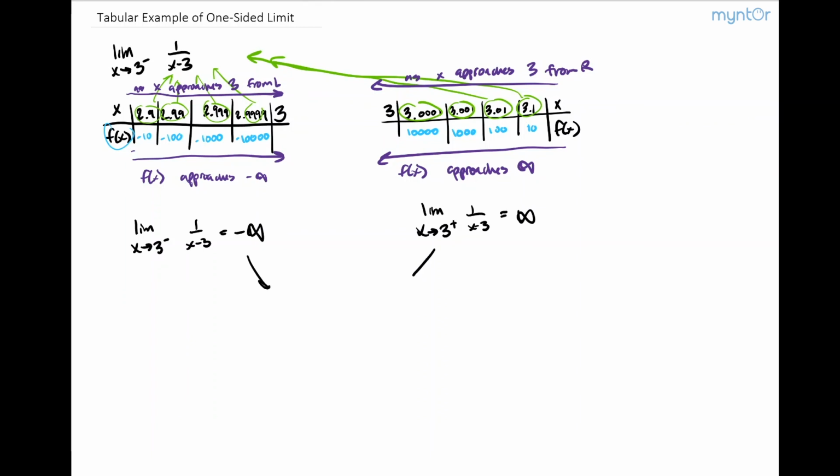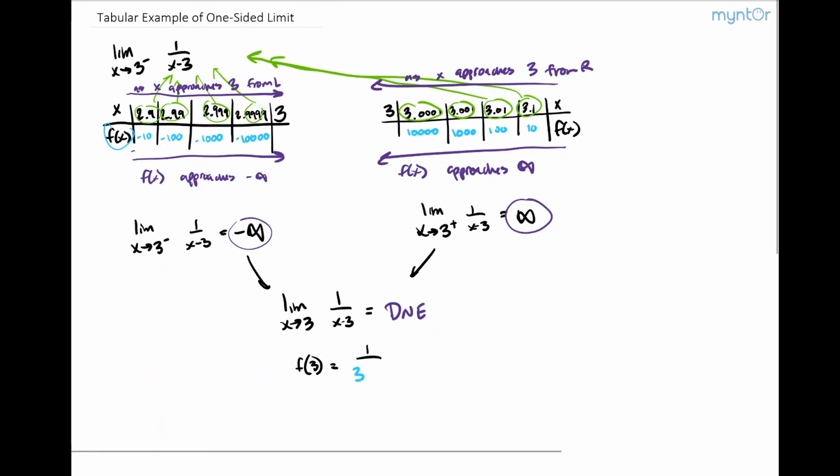So what do these two things tell us about the limit as x approaches 3 of our function 1 over x minus 3? Well, we would just say that this limit does not exist because the limit from the left-hand side is not the same as the limit from the right-hand side. And as always, if you wanted to calculate, well, what is f of 3? That would be equal to 1 over 3 minus 3, which is equal to 1 over 0. And so we can see here that f of 3 also is undefined.